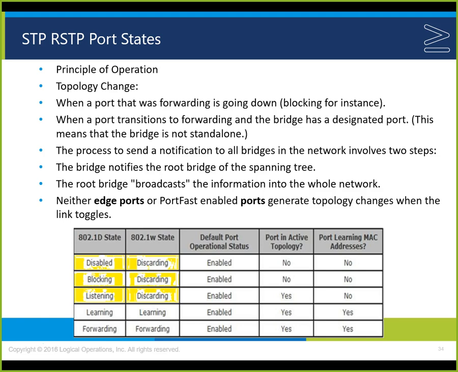The process to send a notification to all the bridges involves 2 steps. The bridge notifies the root bridge of the spanning tree, and the root bridge floods the information into the whole network. Edge ports and port-fast enabled ports don't generate topology changes.